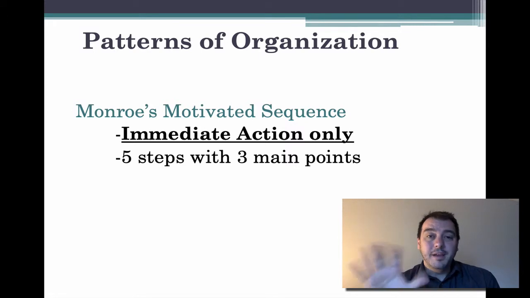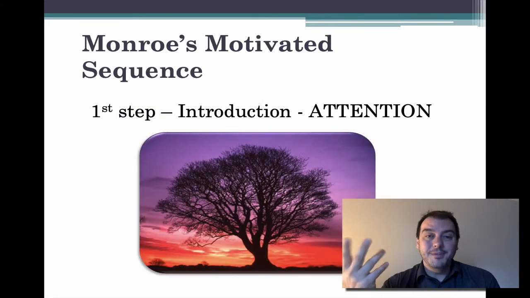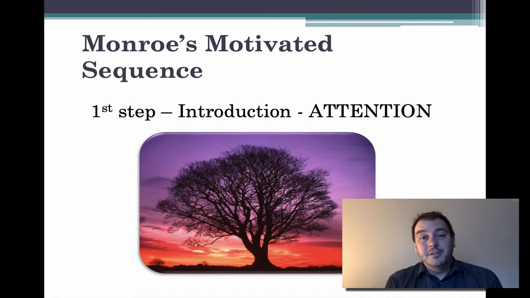So Monroe had 5 steps in this pattern, 3 main points, and again, I'm going to go through each one of them twice. And it begins with the same thing we have with any public speaking situation, or really any presentation. We've got to get the audience's attention. So Monroe's introduction step was called the attention.